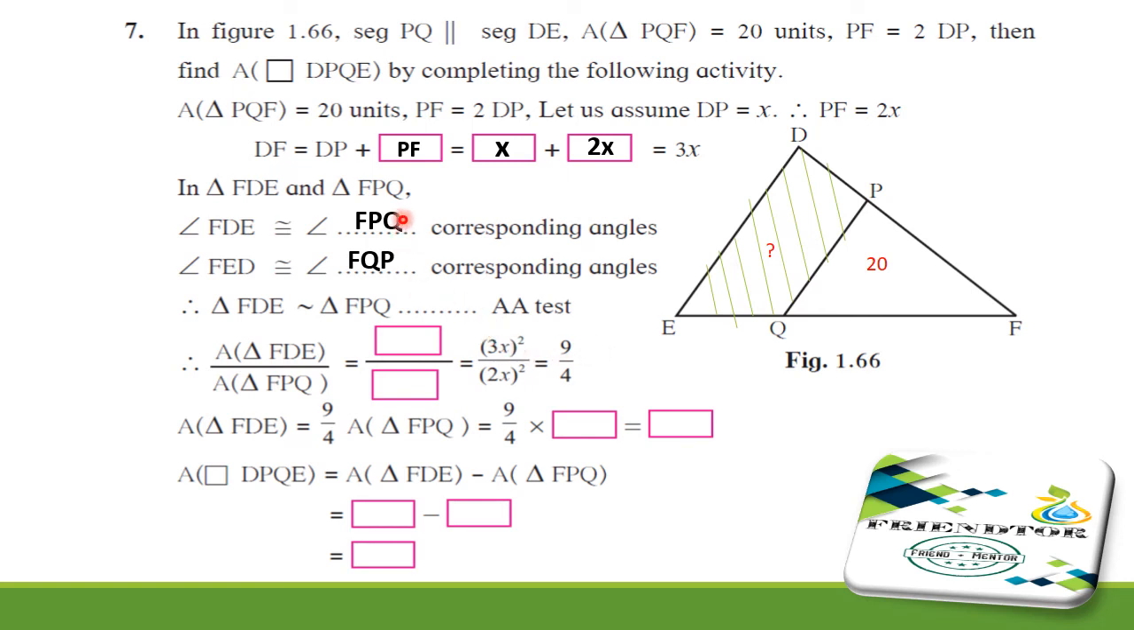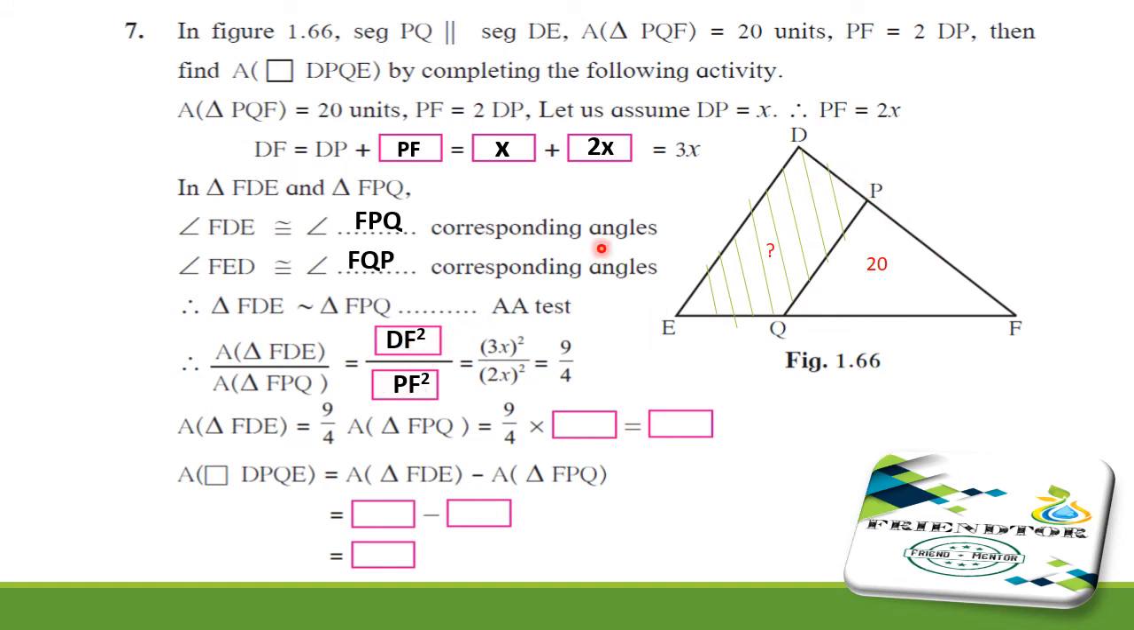So by these 2 points, by AA test we can make out that triangle FDE is similar to triangle FPQ. Once we got that the smaller triangle is similar to the larger triangle, we can use that to find the area of the larger triangle by applying the theorem. Therefore, area of triangle FDE upon area of triangle FPQ will be DF square, the corresponding side, upon PF square.